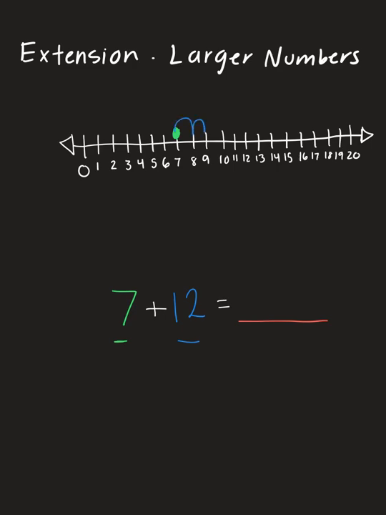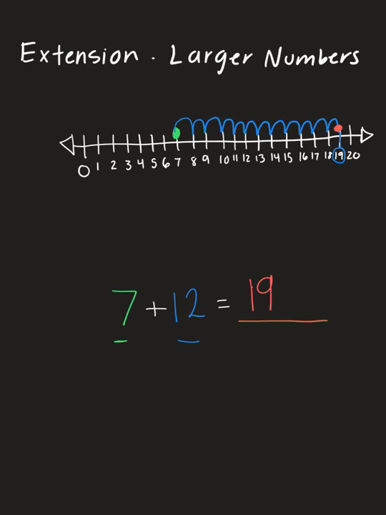1, 2, 3, 4, 5, 6, 7, 8, 9, 10, 11, 12. If I follow this tick mark down, I see my number is 19. Don't forget, this is where I stop, and my answer is 19.